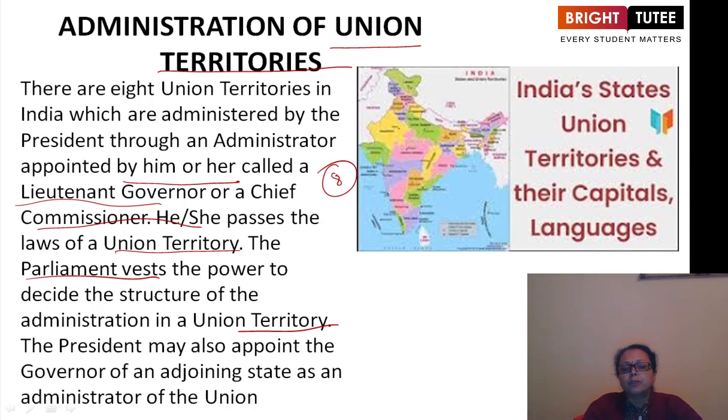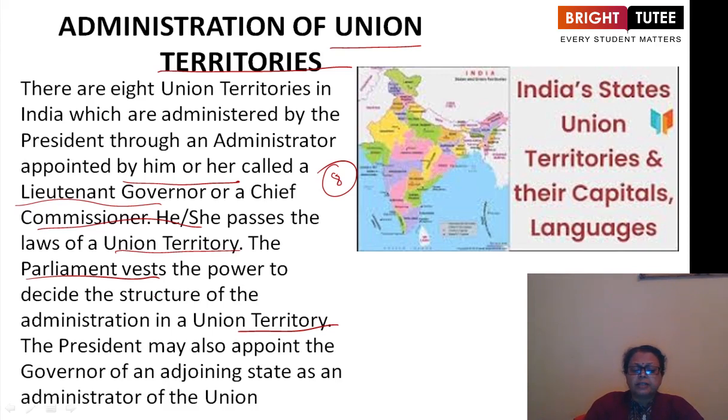The president may also appoint the governor of an adjoining state as an administrator of the union territory. This is another provision, a right given to the president. From the largest to the smallest, each state and union territory of India has a unique demography, and according to that, its own history, culture, dress, festivals, and language. Every union territory has its own.